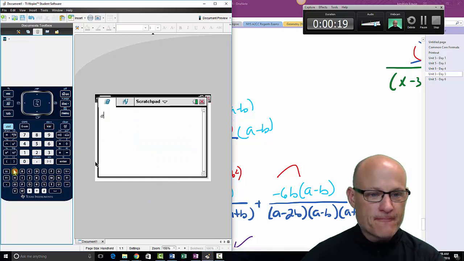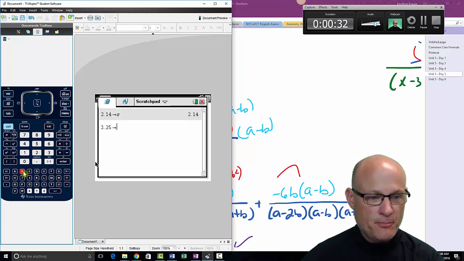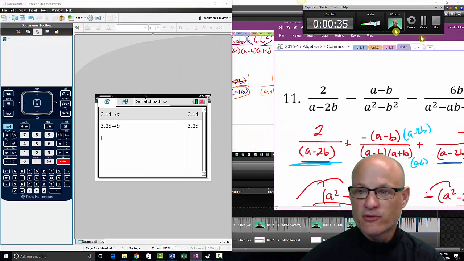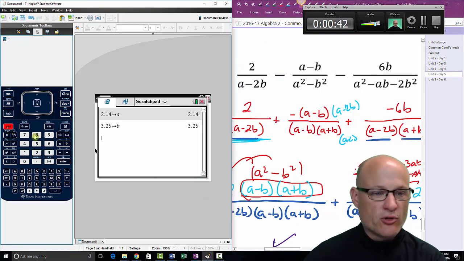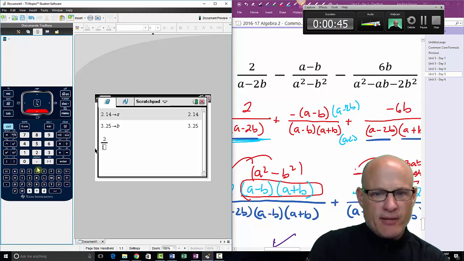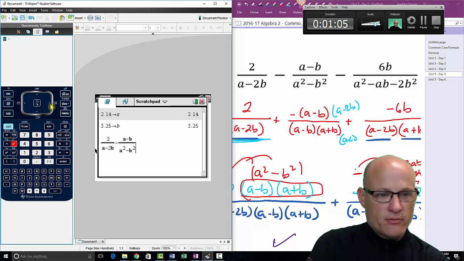2.14 store var a. All right, that doesn't count. 2.14 control var a, enter. 3.25 control var b, enter. Now it'll probably be in my best interest to move this over here. It's taking more time just to move stuff. All right, so control division: 2 over a minus 2b, minus control division, a minus b over a squared minus b squared.